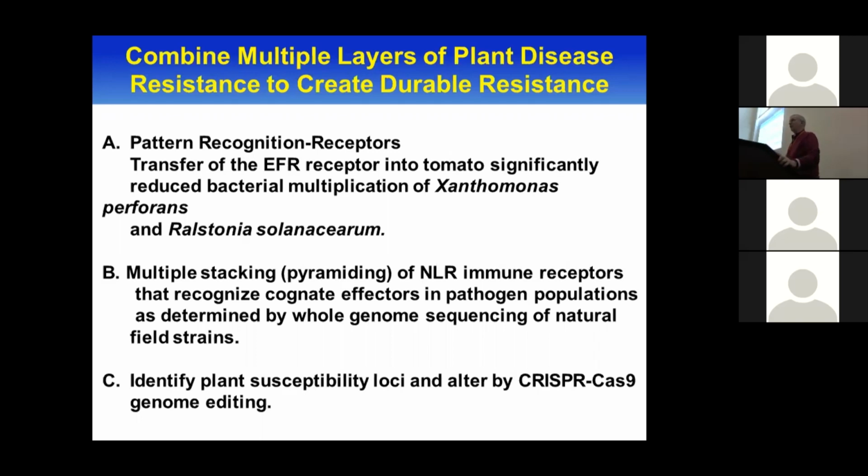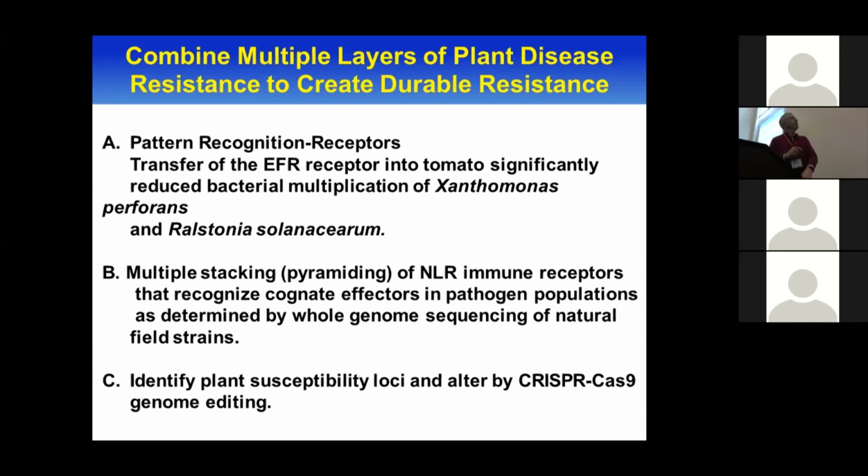So how are we going to solve this problem? One approach that we're taking is combining the three layers of plant disease resistance to make a more durable resistance. Whether we can actually make durable resistance remains to be seen, because pathogens are smart. They always find ways to get around. Anytime you put selection pressure on a microbe, they'll find ways around it. But hopefully we can out-trick them.